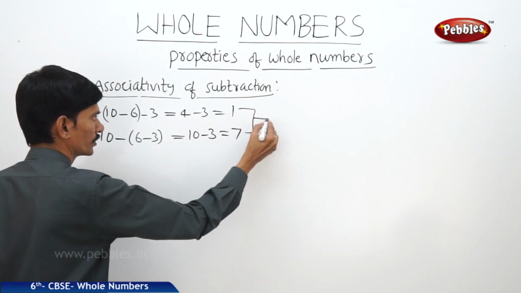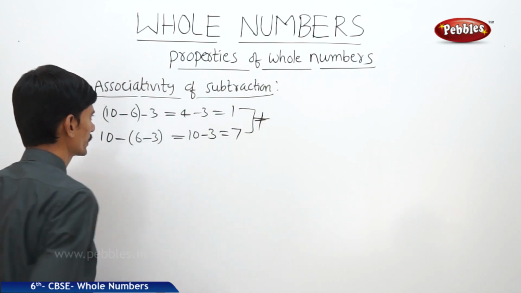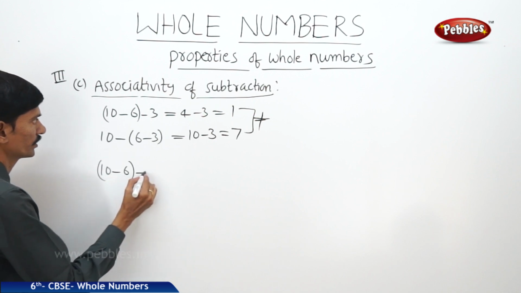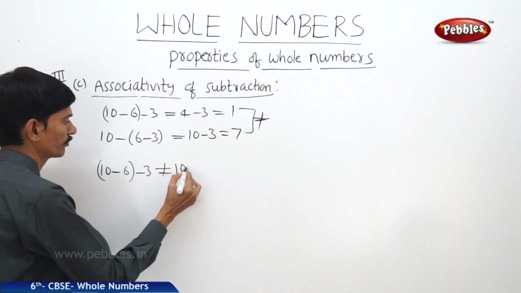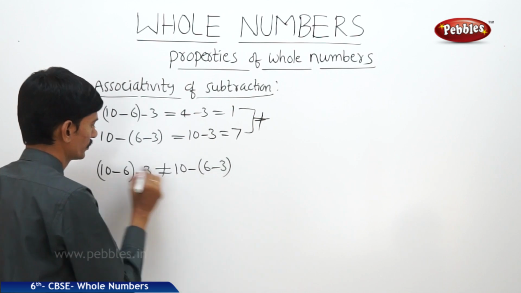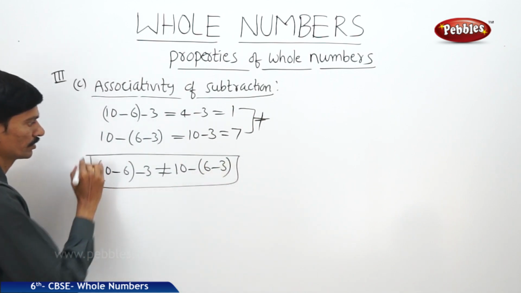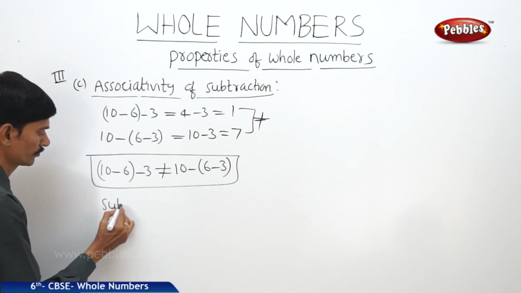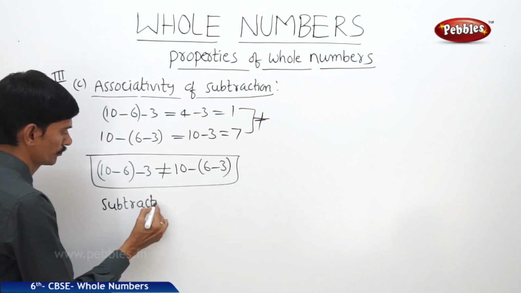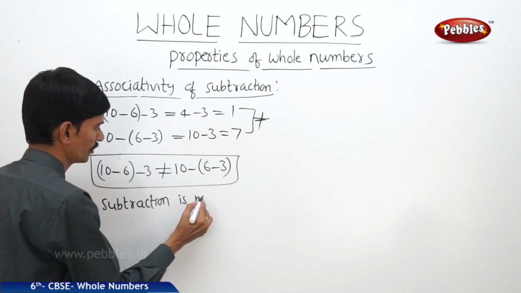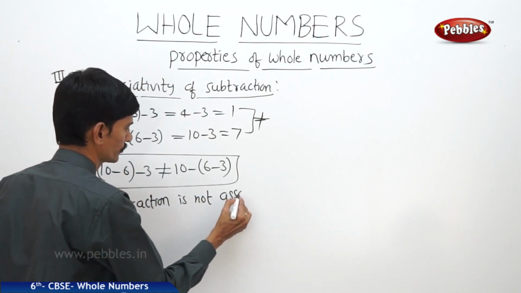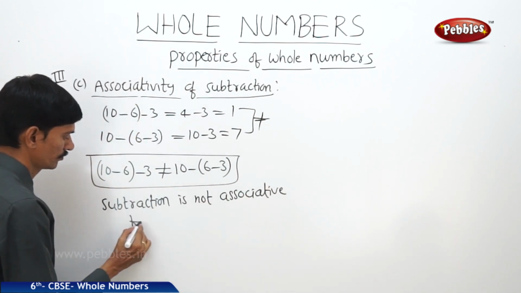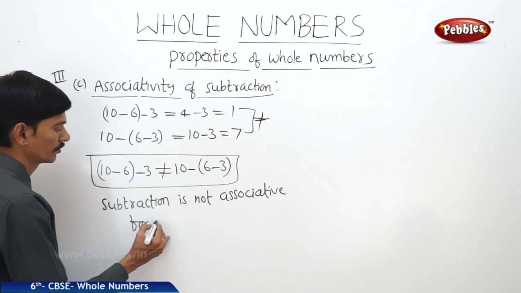So both results are not the same. So we can say that (10 minus 6) minus 3 is not equal to 10 minus (6 minus 3). So we can conclude that subtraction is not associative for whole numbers.